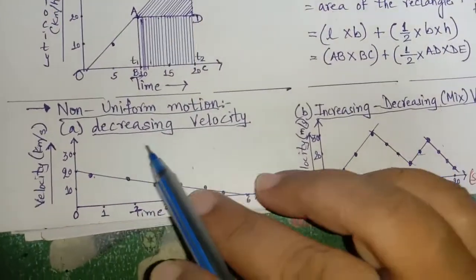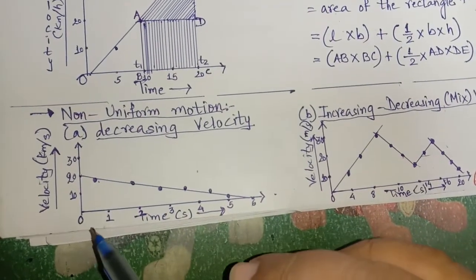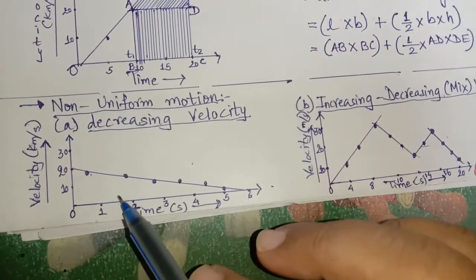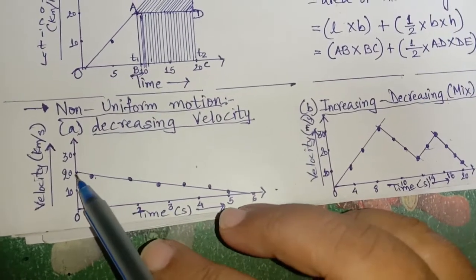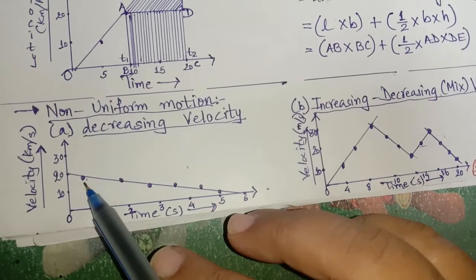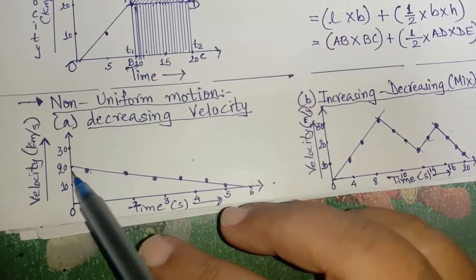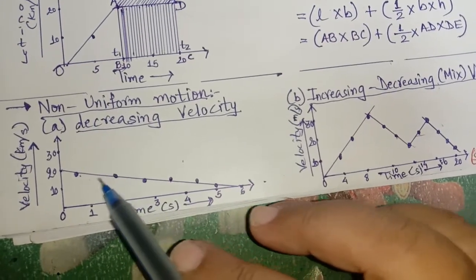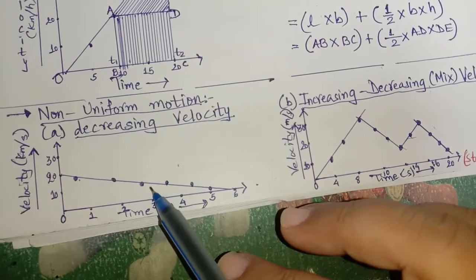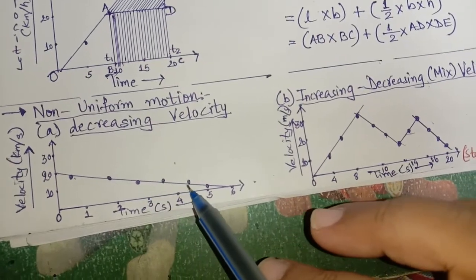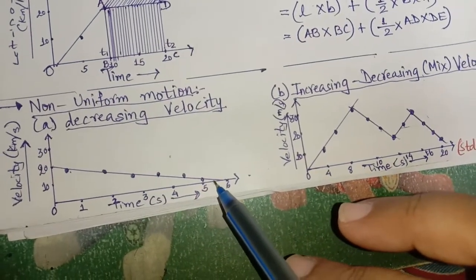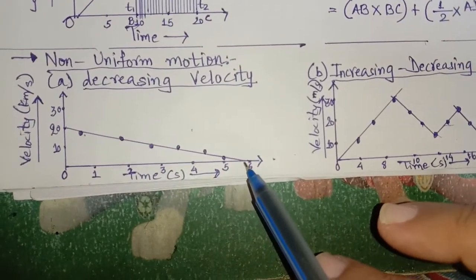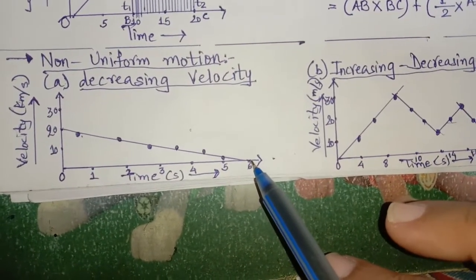Non-uniform velocity in the decreasing manner. See here, at 0 the body is at rest, then as time increases, at less than 1 second, the body has travelled nearly 18, that means from 20 to 18, decreasing, then 18 to 17, 17 to 16, then decreasing with respective time increasing, and it is reaching 0 at nearly 6 seconds.